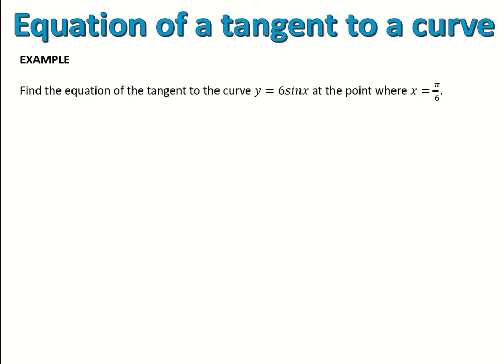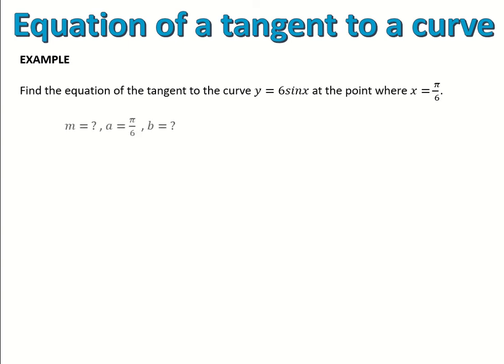Right, so slightly different one this time. Okay, this involves radians, this involves trigonometry. But again, you're going to get combinations of all these different things. So find the equation of the tangent to the curve y equals 6 sine x at the point where x equals pi over 6. Again, nothing in terms of differentiation here.